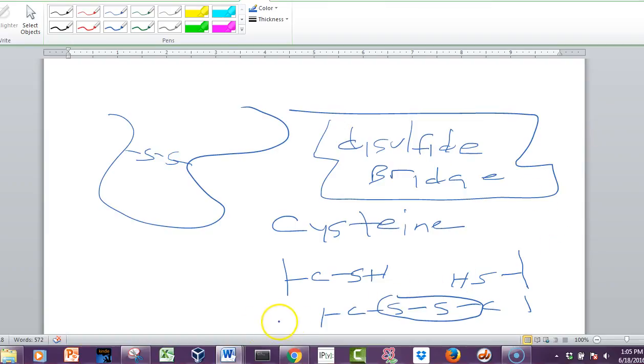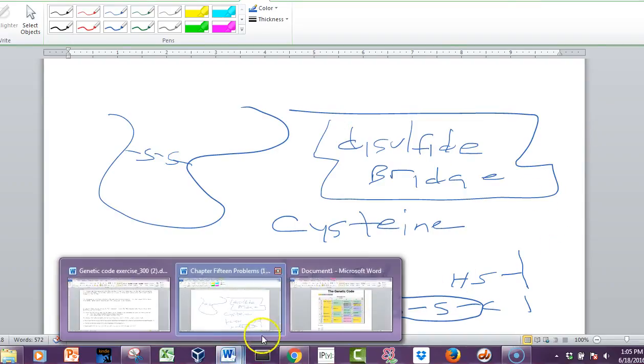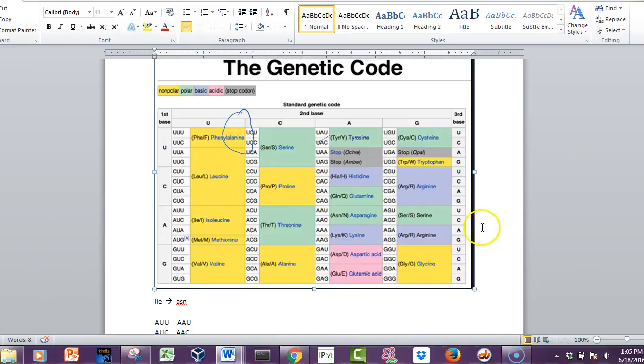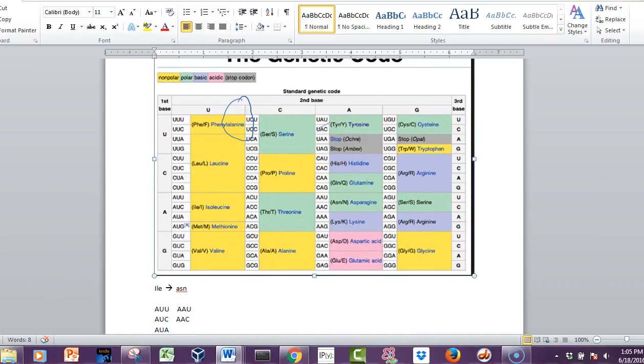So it's important when thinking about the genetic code that you know which types of amino acids are which. Now, you don't have to memorize it, but you need to understand that if you change a non-polar to a polar, that's going to mess it up.